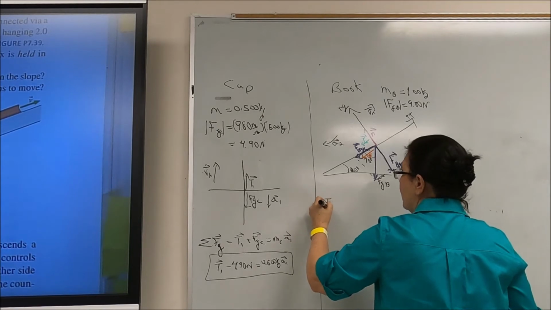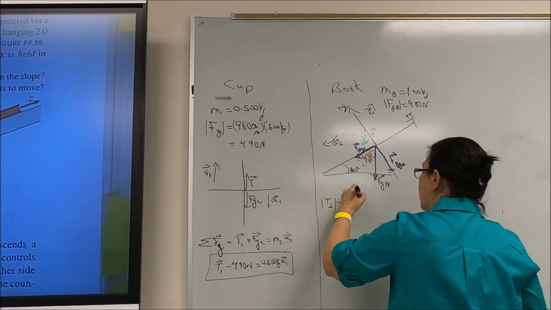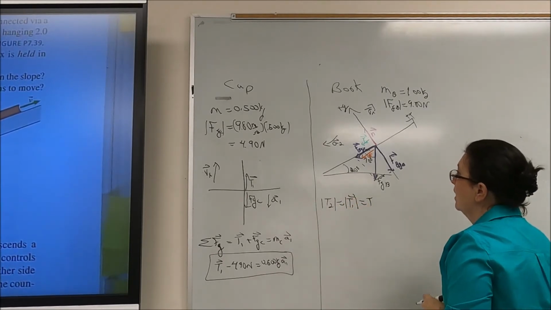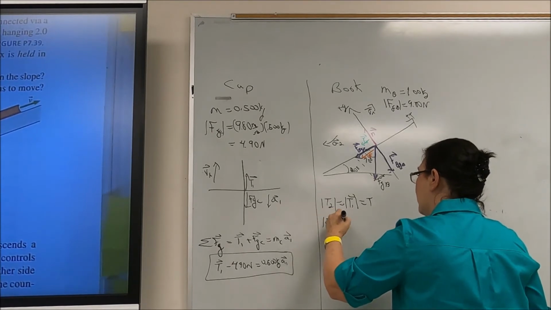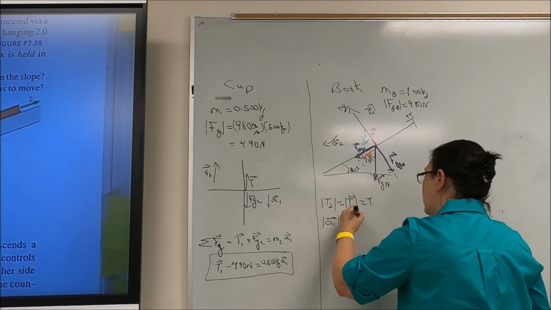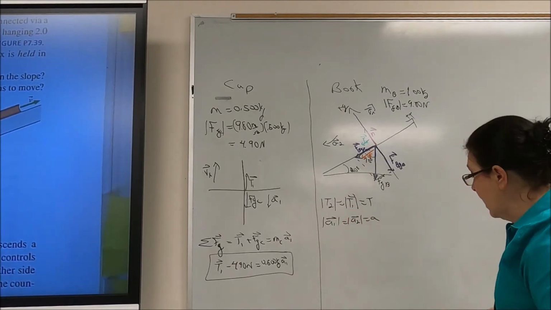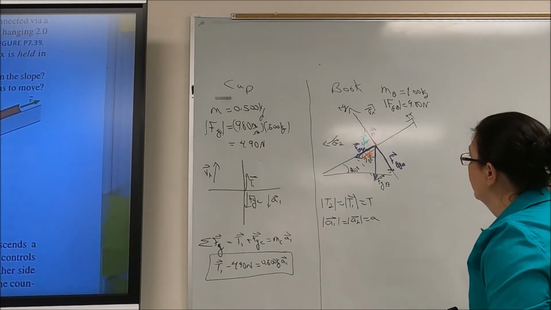Now, I know that the magnitude of T2 has to equal the magnitude of T1, and I'm just going to call that T. That's going to come in handy in a minute. I know that the magnitude of acceleration A1 has to equal the magnitude of acceleration A2, that's A, because they're connected directly by the string. That's our acceleration constraint.